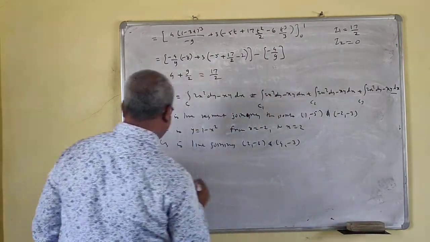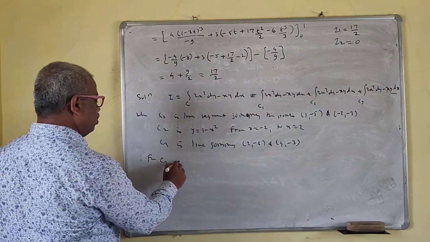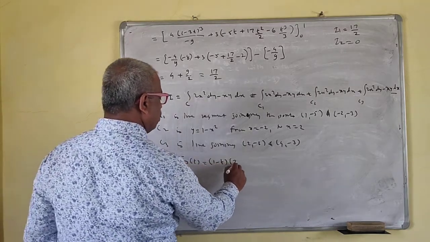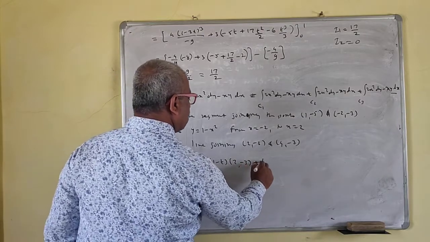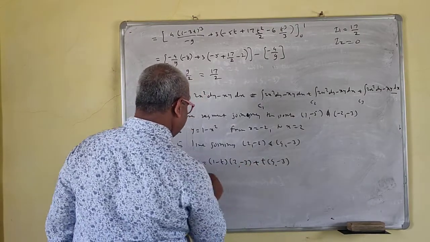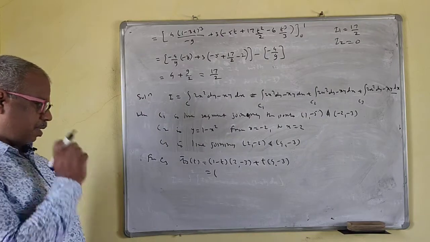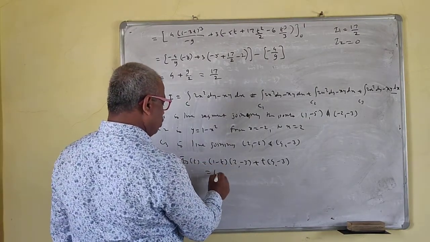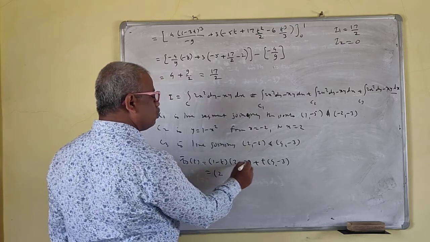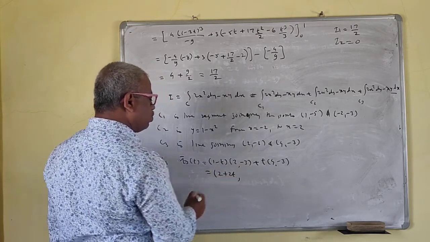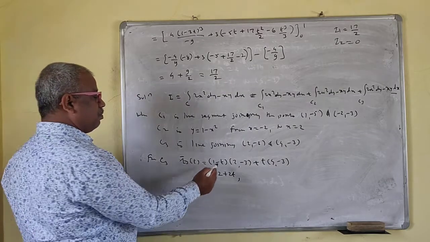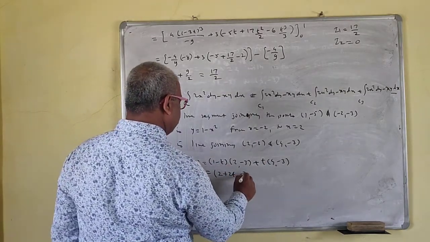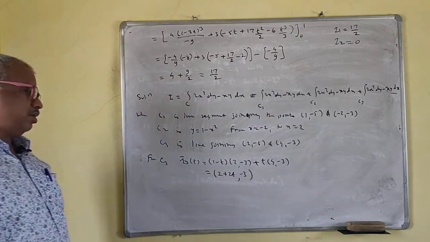For C3, r3 bar of t is equal to 1 minus t, 2 minus 3 plus t, 4 minus 3. So this is 2 minus 2t, minus 2t plus 4t, so this is 2t. This is minus 3 plus 3t minus 3t, so this is only minus 3.